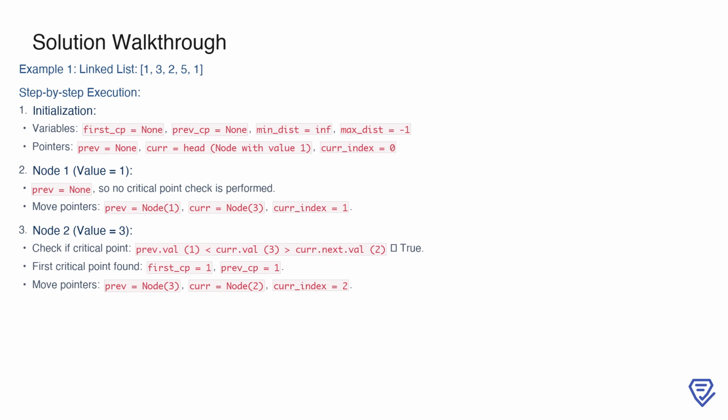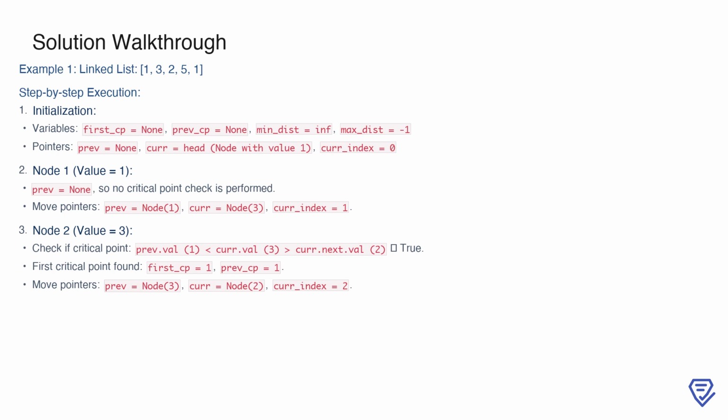At node 2, we check if it's a critical point by evaluating if the value of the current node is greater than its neighbors. Since 1 < 3 > 2, node 2 is a critical point. We record this as the first critical point by setting first_cp and prev_cp to 1. The pointers are then updated, with previous moving to node 2, cur moving to node 3, and the index incrementing to 2.